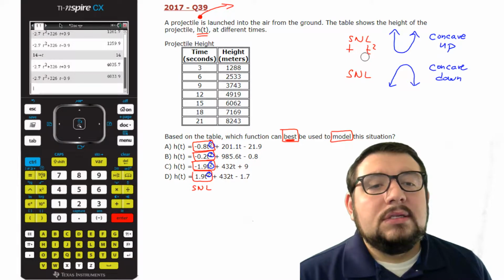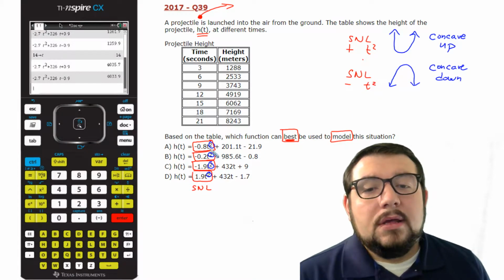So it doesn't matter what you want to put there. Maybe the box is confusing too. Positive, a number, and then your variable squared. If it's concave down, what are you going to see? Well, you'll see negative, a number, and your variable squared. Okay, so here I see a negative, a number, and the variable squared. Negative, a number, and the variable squared.